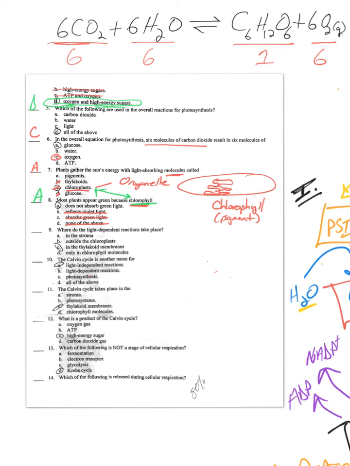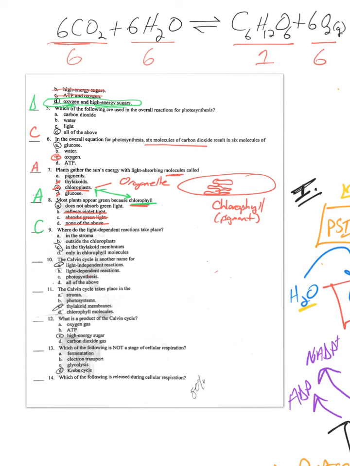Okay, where do the light-dependent reactions take place? Well, these light-dependent reactions occur in the thylakoid membranes. Remember, they have those membranes that have both photosystems as well as electron transport chains. So the answer is C. Well done, whoever this was.